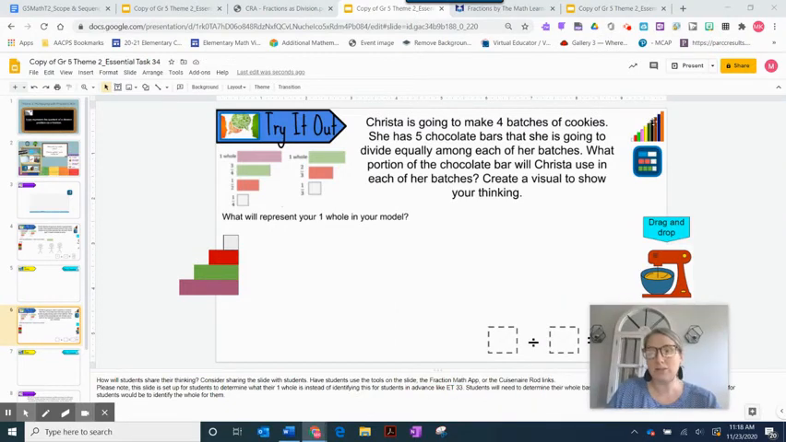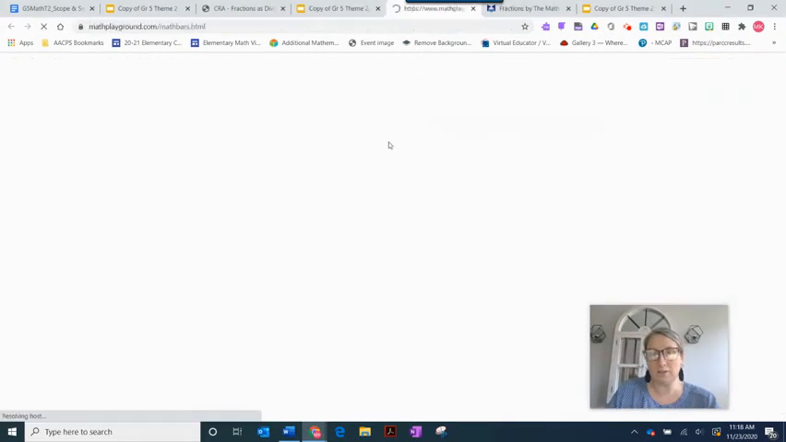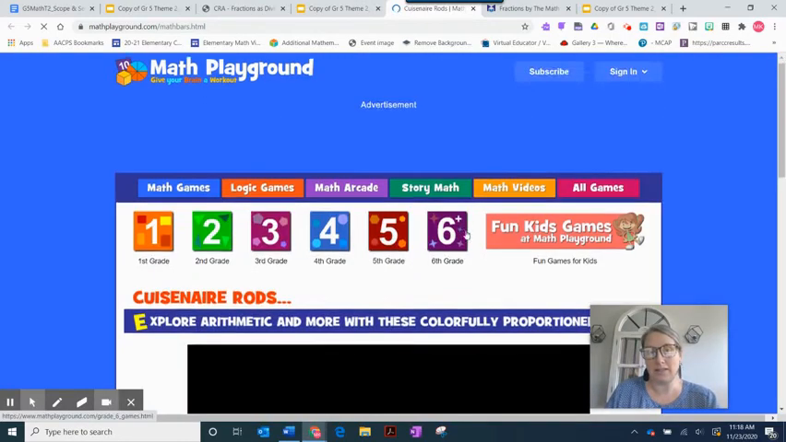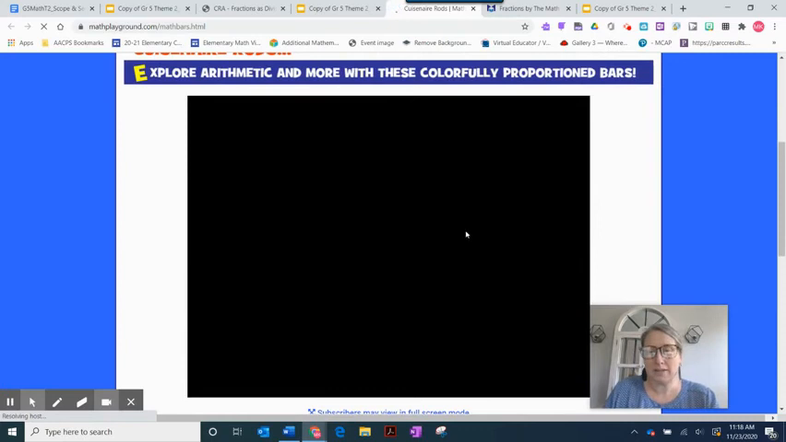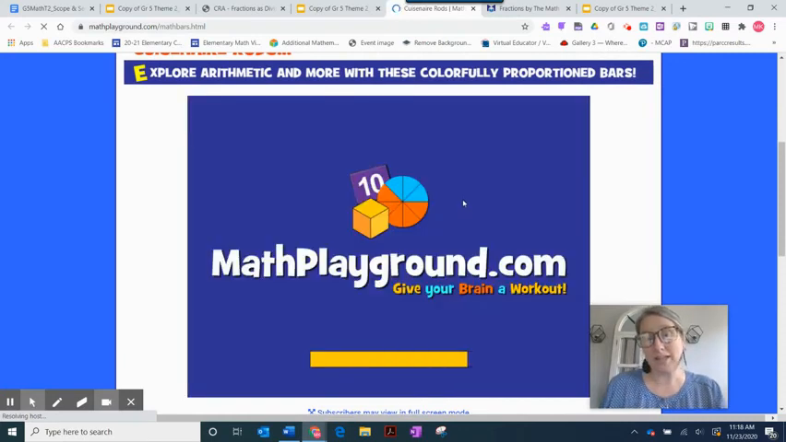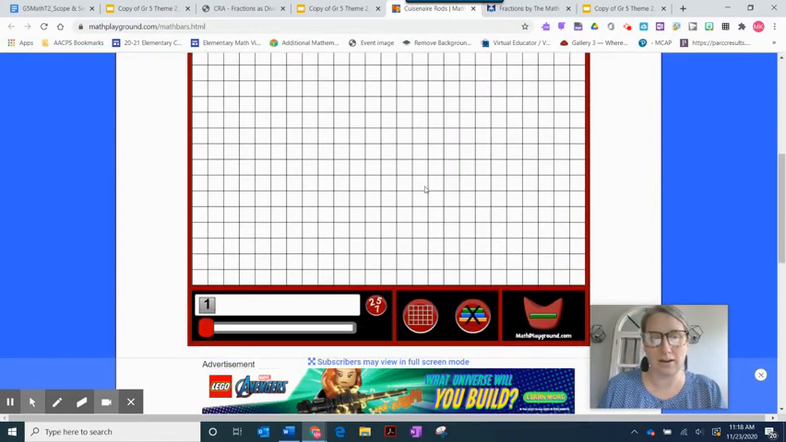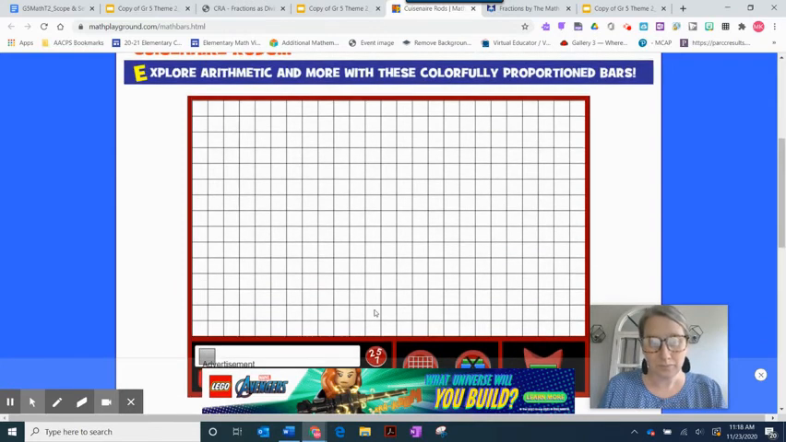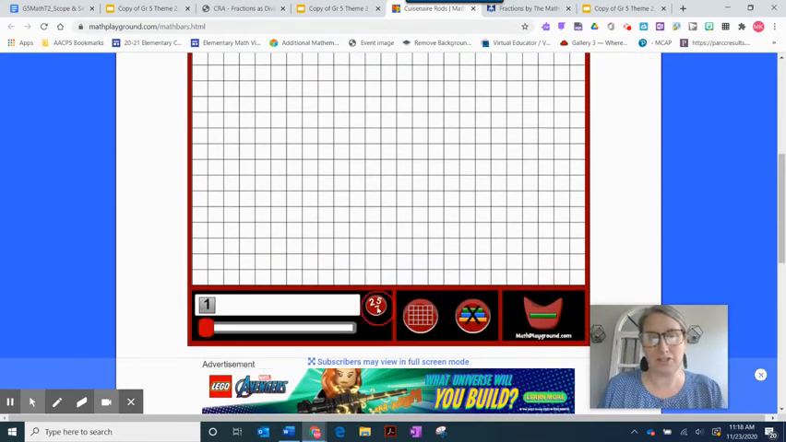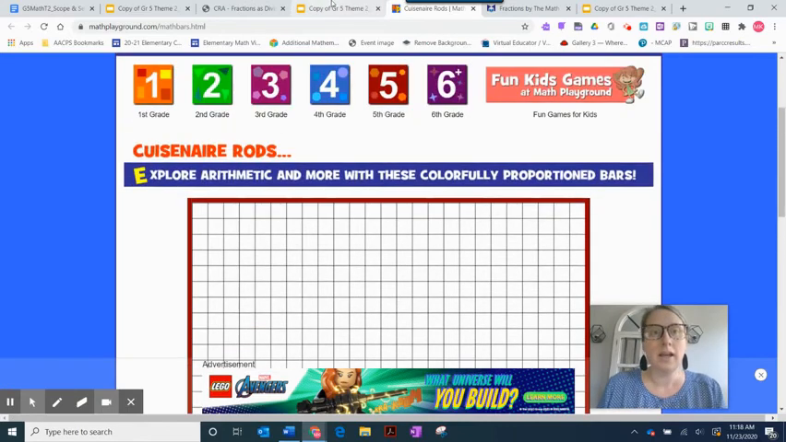Continue to practice. You'll notice there's Cuisenaire rods from the Math Playground linked. The problem is not in here. However, this is something that they could use to help show their thinking. They would just need to take a screenshot of their work and post it into the slide. You're not going to be able to see what they're doing here. I would encourage them to take off the numbers because that's going to mess them up as we're looking at fractions.